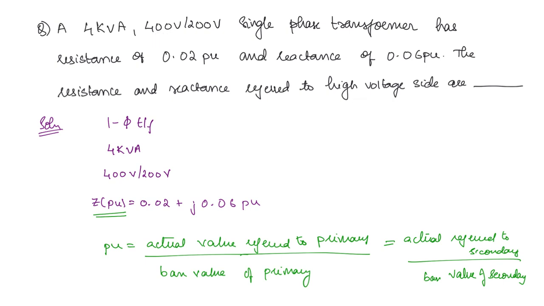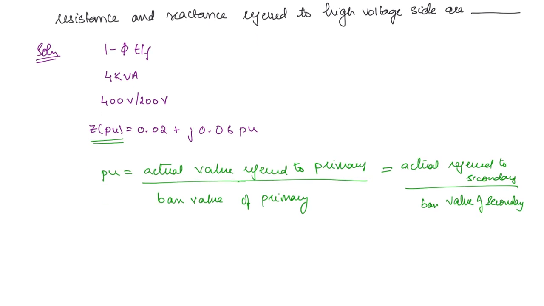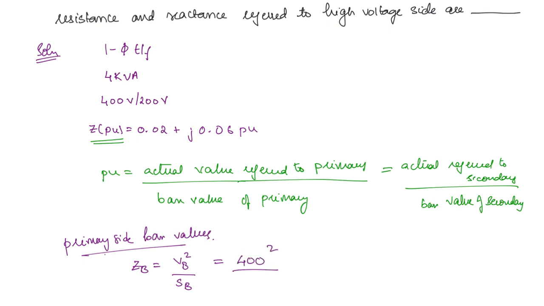Now what we want is the resistance and reactance referred to the HV side, which is the primary side. Primary side is the high voltage side. So we want the actual value referred to primary. We have the per unit value. We need the base value with respect to the primary side. So what will be Z base? This you can write as the voltage base squared divided by the apparent power base. This is equal to 400 square divided by the apparent power, which is the same whether it is primary or secondary. So it is 4 kVA. So you are going to get 40 ohms.